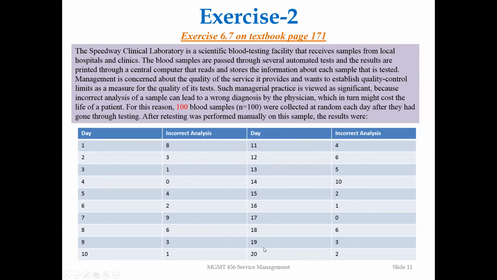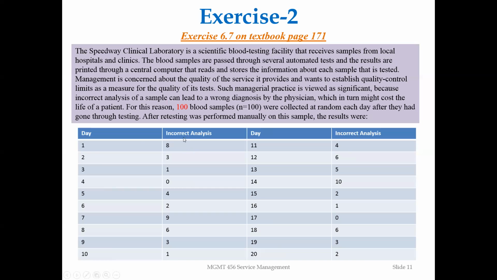So we had 20 samples. For each sample, we collect 100 data points. So sample size is 100. Out of 100 data points, we want to see how many of them were incorrect. We had incorrect analysis. So for example, if you look at day 1, we collect 100 data points, and out of these 100 data points, 8 of them were incorrect. On day 2, we collect 100 data points as well, and 3 of them were incorrect.